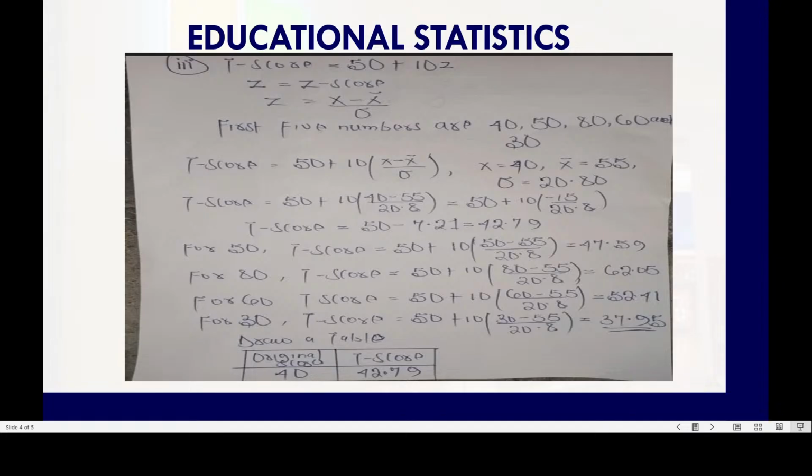But in some questions, they can ask you to find just the z-score. It's not all the time they ask you to find the t-score. They can just ask you to find the z-score. And what is the z-score? The formula is there: S minus S bar divided by standard deviation.